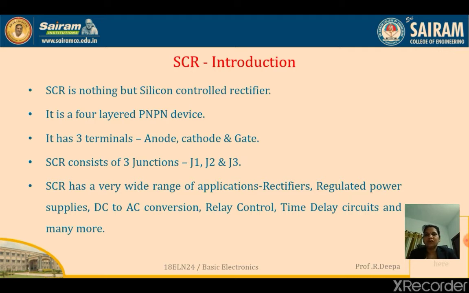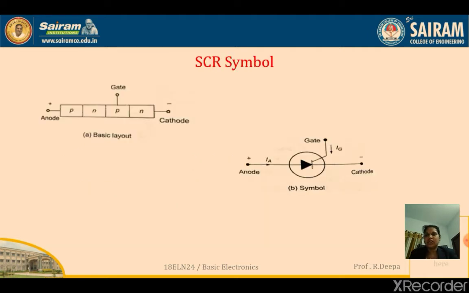It has a 4-layered P and N junction. You can observe here there are 4 layers: one is P type, N type, P, and again N type material. These are the 4 layers of the SCR, and it has 3 terminals: anode, gate, and cathode. The anode terminal is taken from the top P type material, the cathode is at the bottom N type material, and the gate terminal is taken from the second P-type semiconductor material.